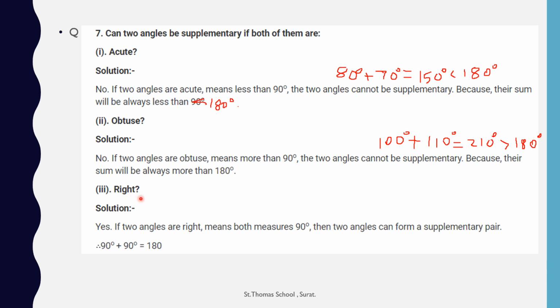Third one, right. Yes, if two angles are right, meaning both measure 90 degrees, the two angles can form a supplementary pair. That means we know that 90 degrees plus 90 degrees is 180 degrees. So if it is a right angle, then we can say that these two angles are supplementary. But if it is acute or obtuse, we cannot say that these two angles are supplementary. Is it clear?